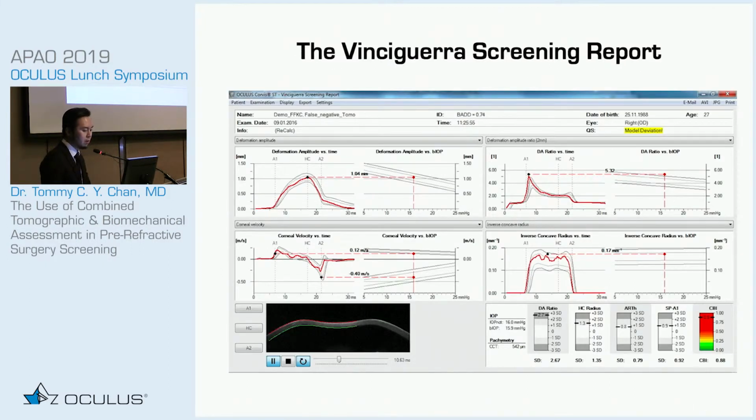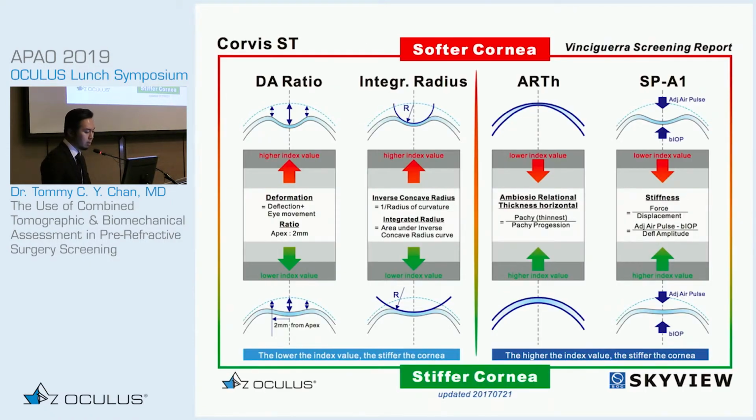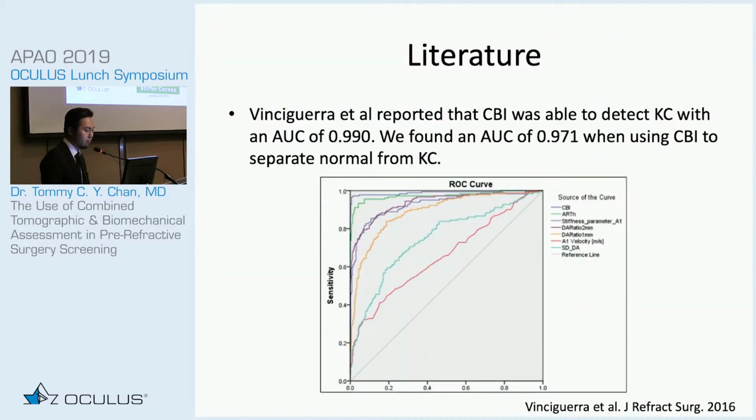So it involves different indexes, and it will generate a Corvis Biomechanical Index at the end. This is the graphical representation of what these parameters mean. For soft cornea, usually you will have a higher value of DA ratio, a higher value of integrated radius, a lower value of ARTh, and also a low value of SP-A1, the stiffness parameter.